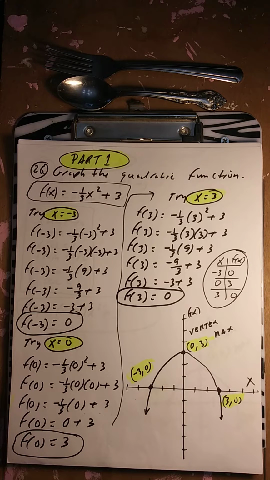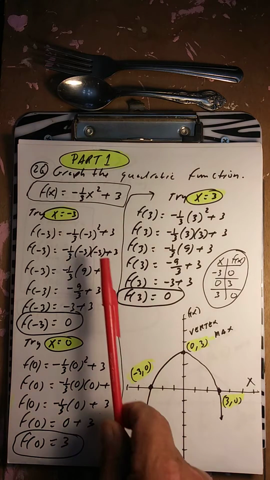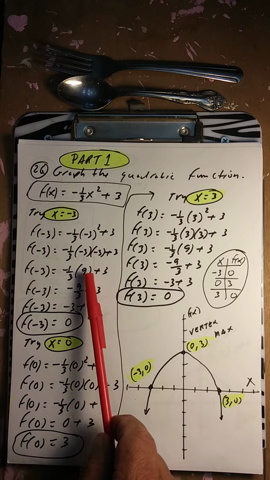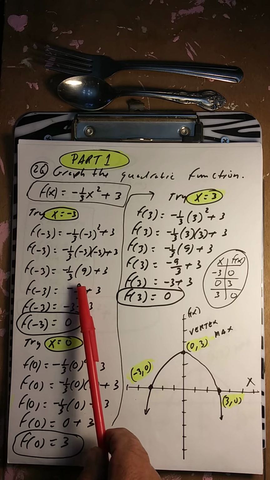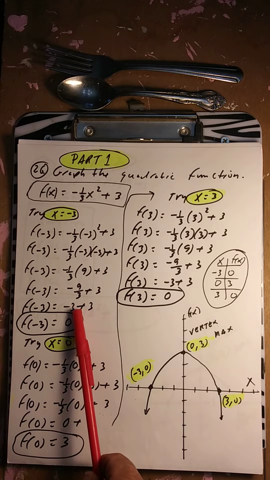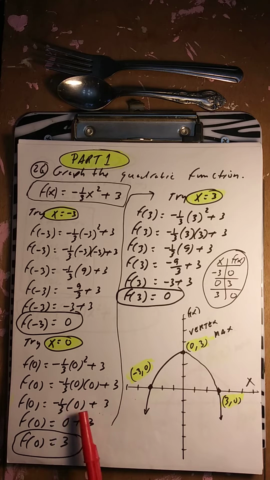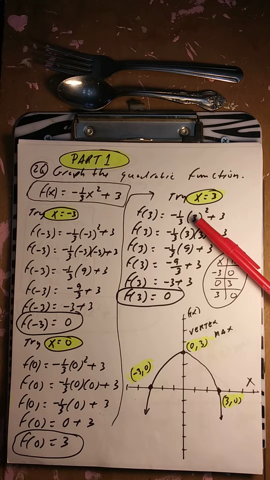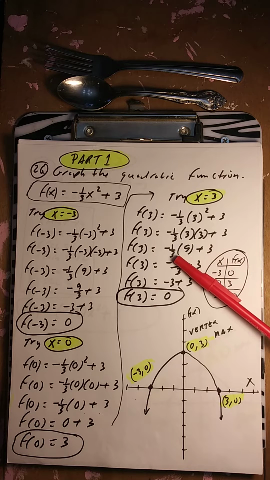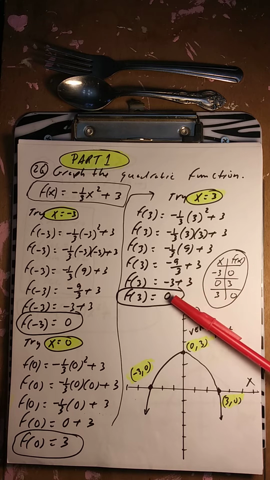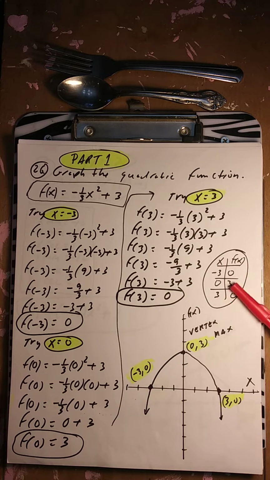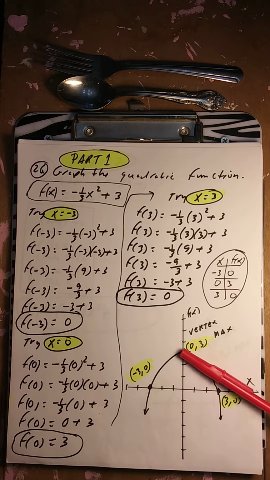Graph the quadratic function. So let's put some numbers in. Negative 3. Negative 3 squared is 9. 9 times that. Negative 9 over 3. 3 minus 3 is 0. Put another 0 in there. 0 times 0 is 0. 0 plus 3 is 3. Put another number, 3. 3 squared is 9. 9 over 3 is 3, 3 minus 3 is 0. So we have points. Graph them. Negative 3, 0. 0, 3. And 3, 0. Graph it. Right there.